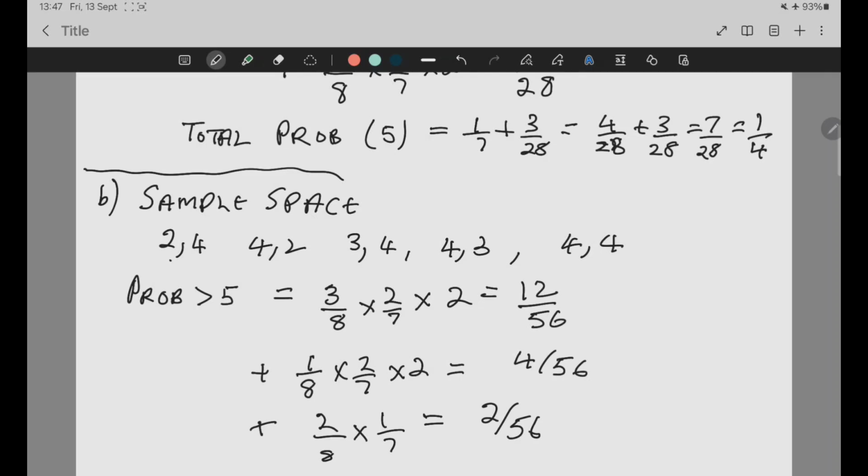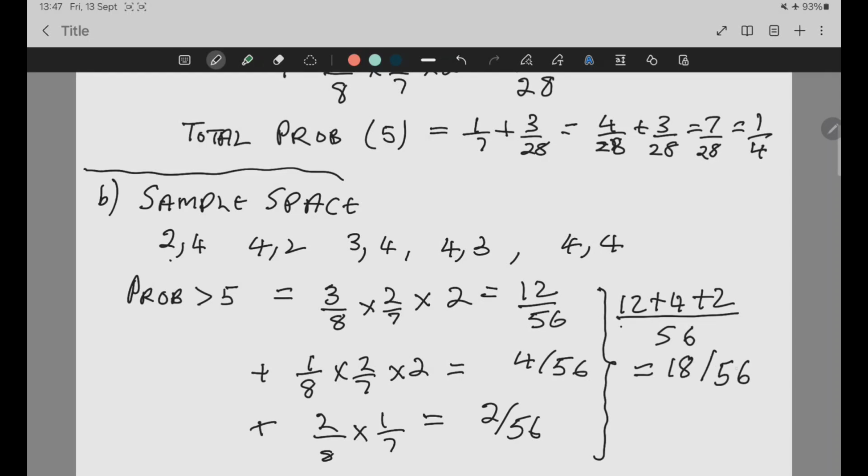So all we need to do is add up these probabilities here, and that comes to 12 plus 4 plus 2 out of 56, which is 18 out of 56, and that cancels down to 9 out of 28, and that completes the second part.